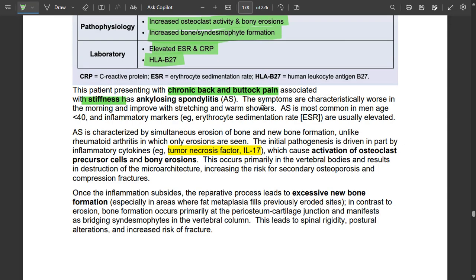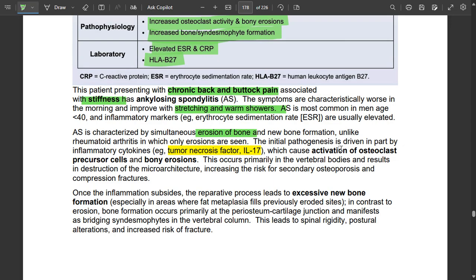The symptoms are characteristically worse in the morning and improve with stretching and warm showers. It's most common in men aged less than 50, and inflammatory markers are usually elevated. It's characterized by simultaneous erosion of bone and new bone formation, unlike RA, where only erosions are seen.